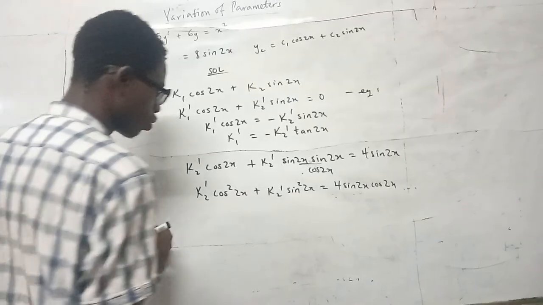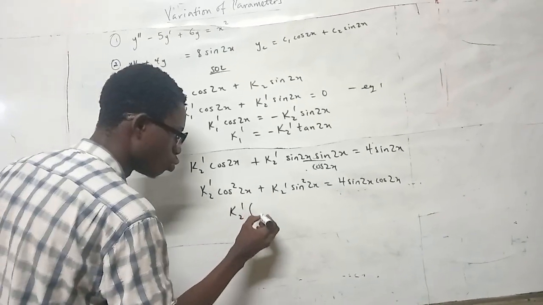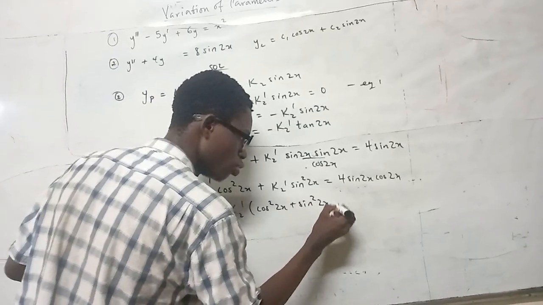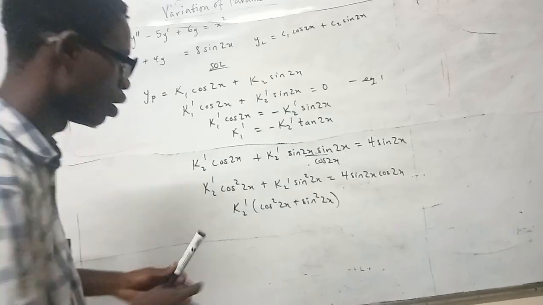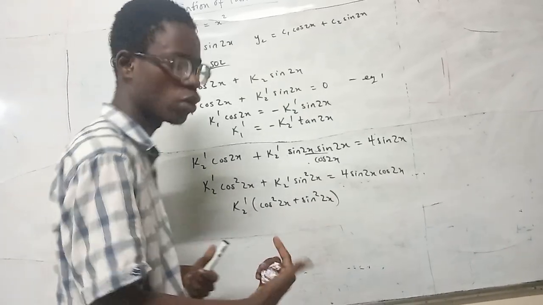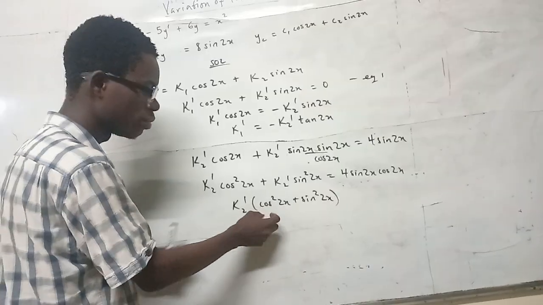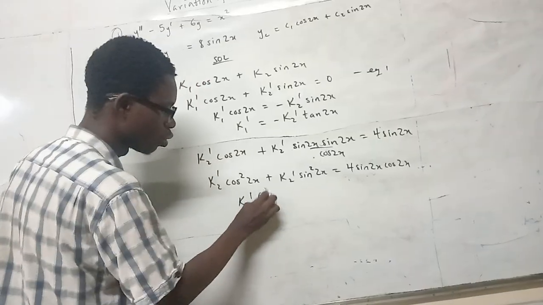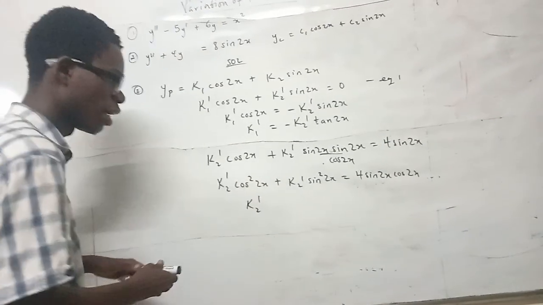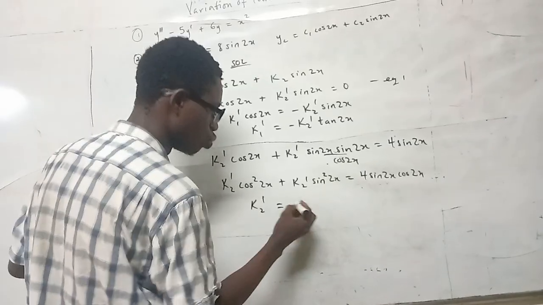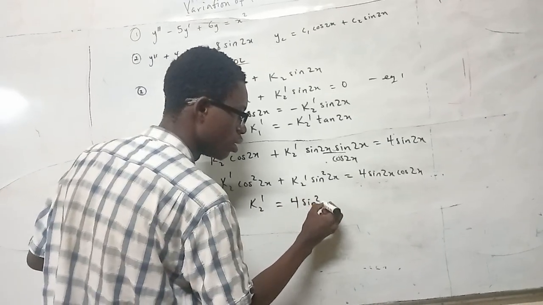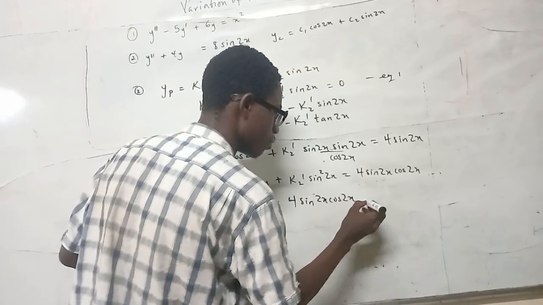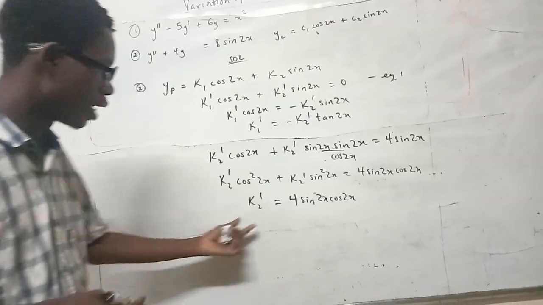Now, looking at this, I can factor out k2 prime: k2 prime into bracket cos squared 2x plus sine squared 2x. Now, using the Pythagorean trigonometric identity, we know that cos squared theta plus sine squared theta equals 1. Let our theta be equal to 2x. So cos squared theta here plus sine squared theta here equals 1. So I can basically cancel this out since it's equal to 1, and say my k2 prime equals 4 sine 2x cos 2x. So we are left to integrate both sides.